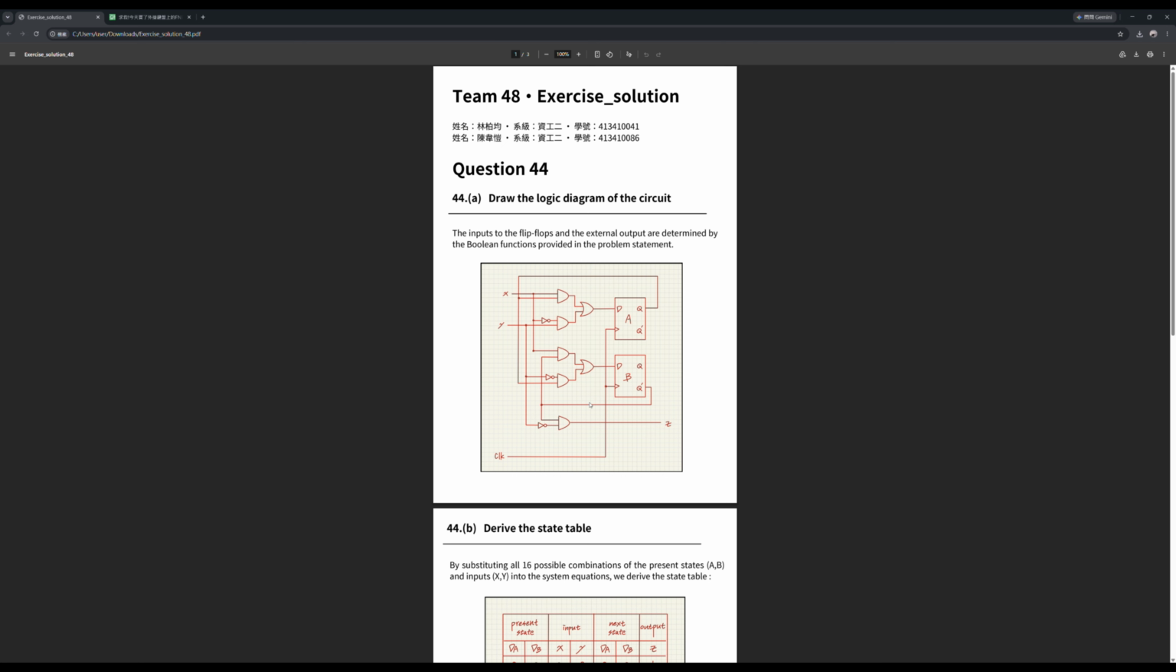Similarly, for flip-flop B, dB equals XB prime plus Y prime A. We need 2 inverters for B prime and Y prime, 2 AND gates and 1 OR gate. And Z equals Y prime B prime, so the output is generated by 1 AND gate using Y prime and B prime. Finally, the complete logic diagram is shown in our slides.